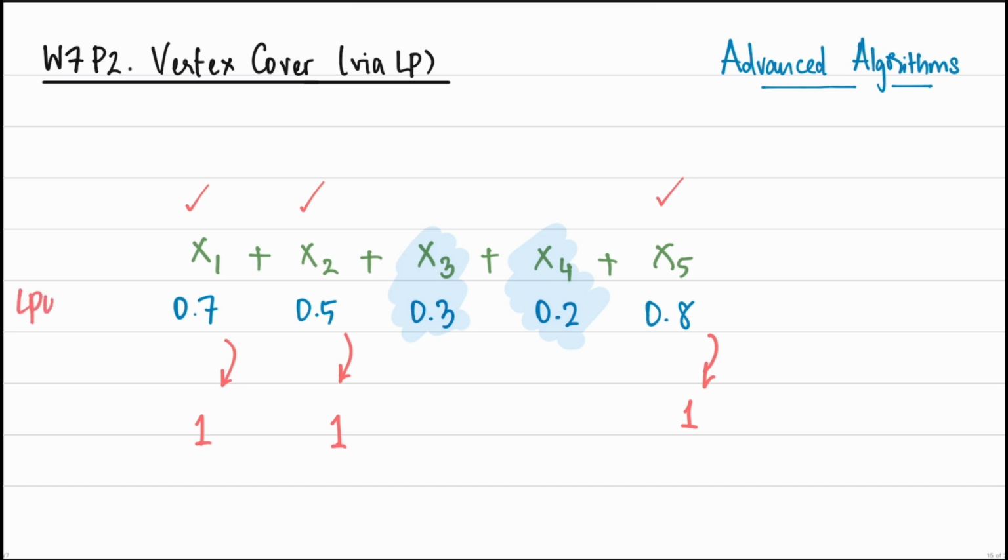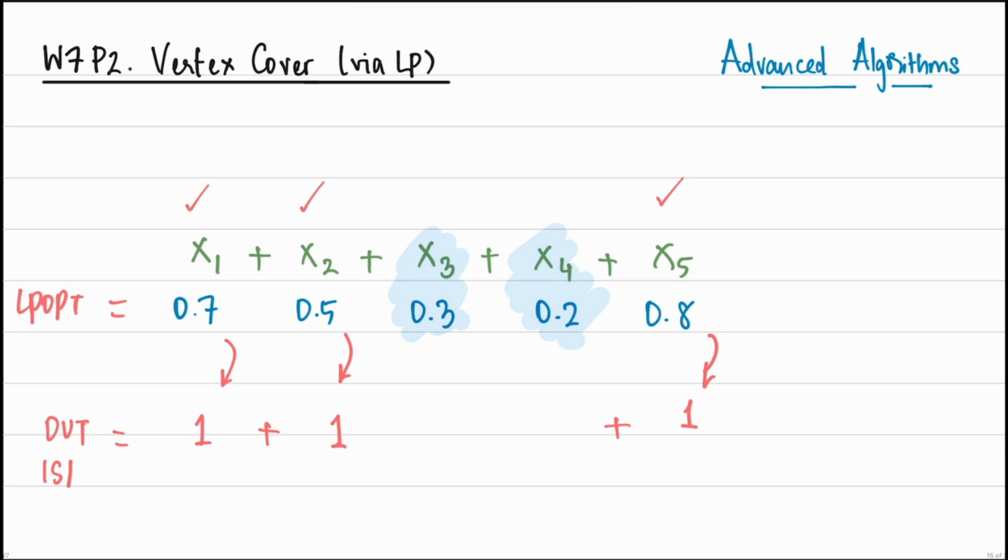So remember that LP opt is the sum of these values that are written in blue here, and the output that we have, which is the size of S, is the sum of these rounded up values.